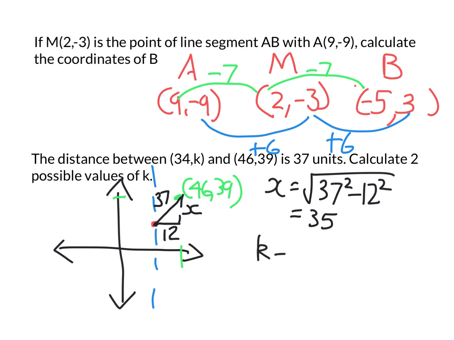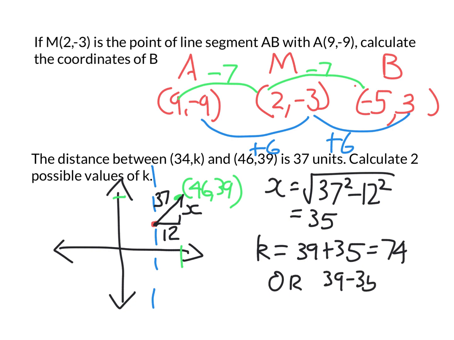So k is going to be 39 plus 35, which is equal to 74, or it's going to be 39 minus 35, which is equal to 4. So for each of these cases, the rise will be 35 or negative 35, and so the distance will be 37.